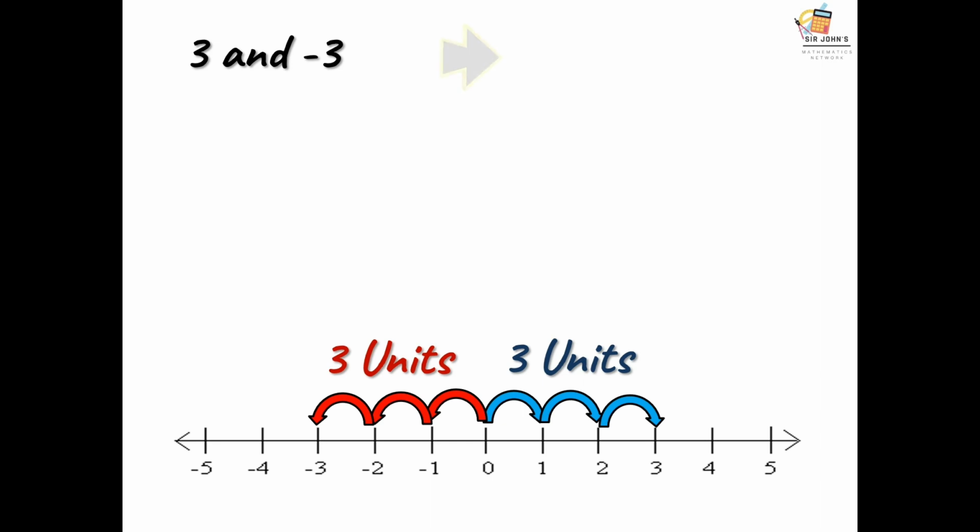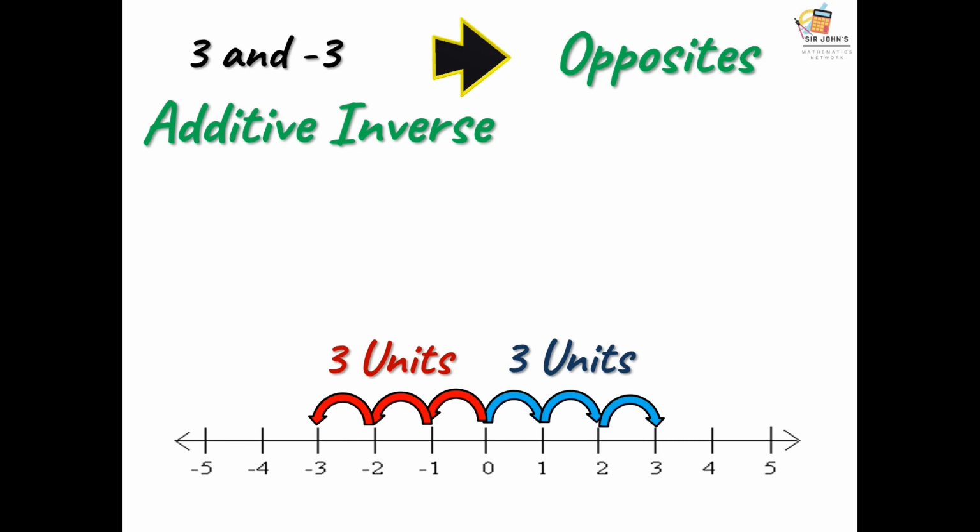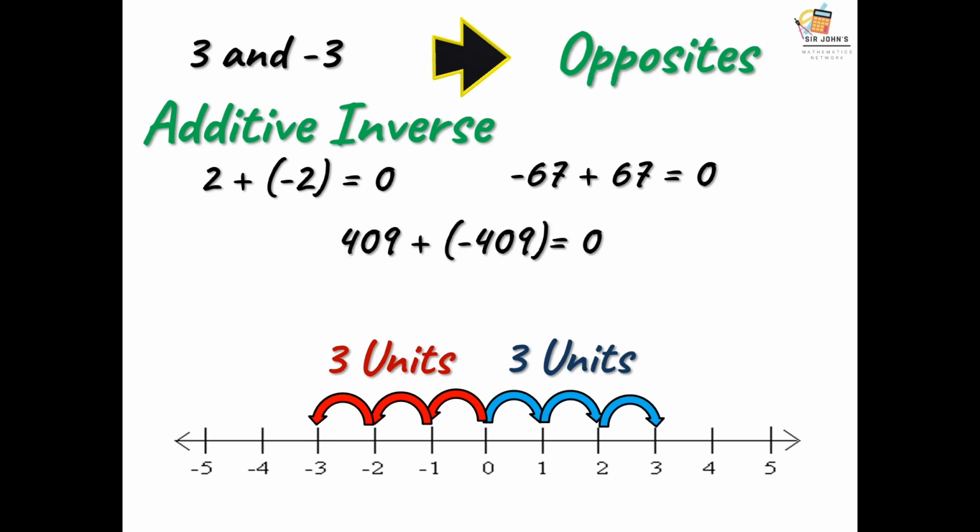These pairs are called opposites. A number and its opposite are called additive inverses of each other. If a number is added to its additive inverse, the sum of both the numbers becomes 0. For example, 2 plus negative 2 is equal to 0. Negative 67 plus 67 is equal to 0. And 409 plus negative 409 is equal to 0.